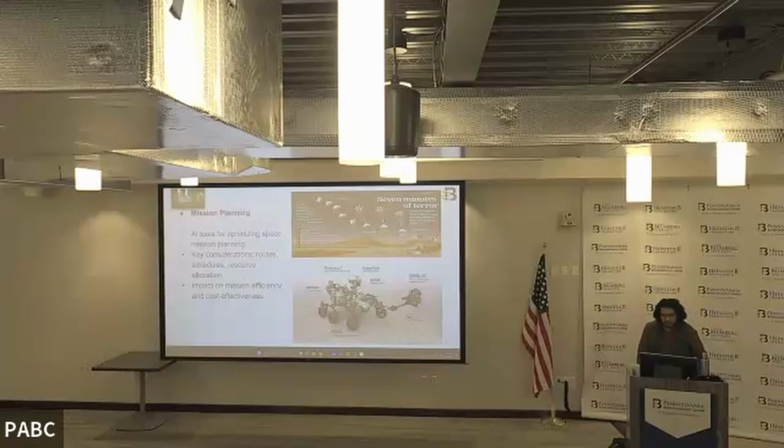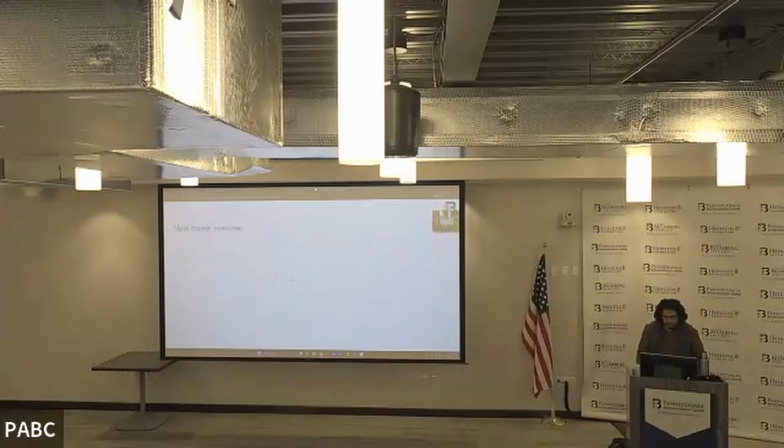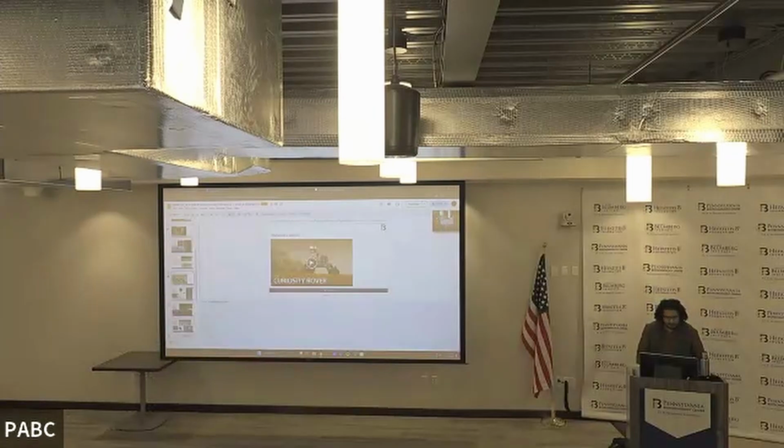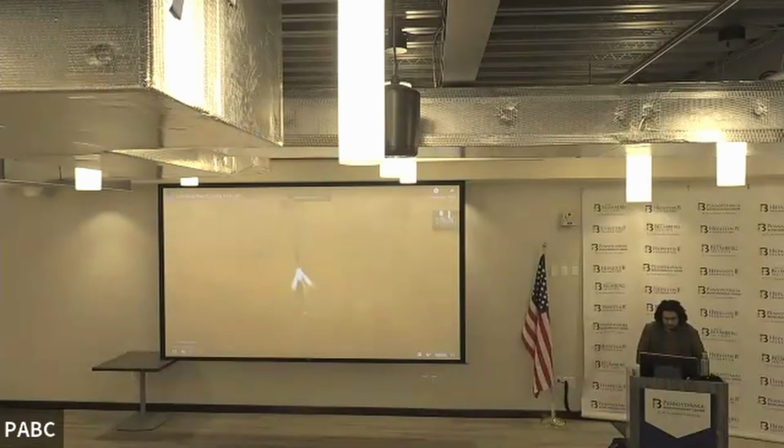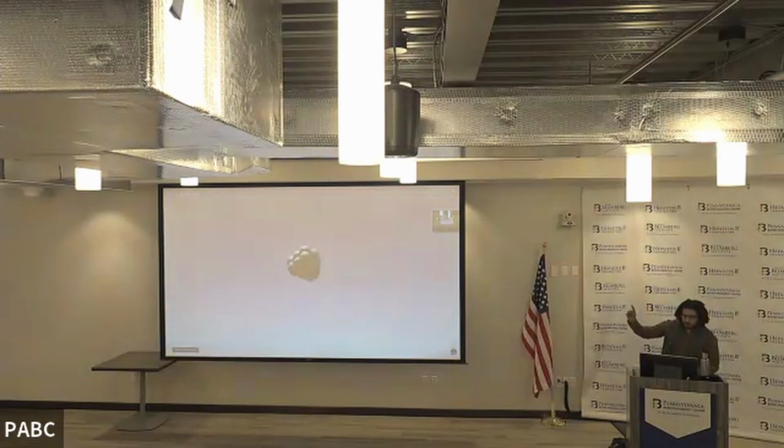It started sending data back to Earth, which is a good thing. All right, so that's the rovers and the use of AI in rovers. I'm going to show you guys how these rovers work on Mars in this demo. This was the first one.